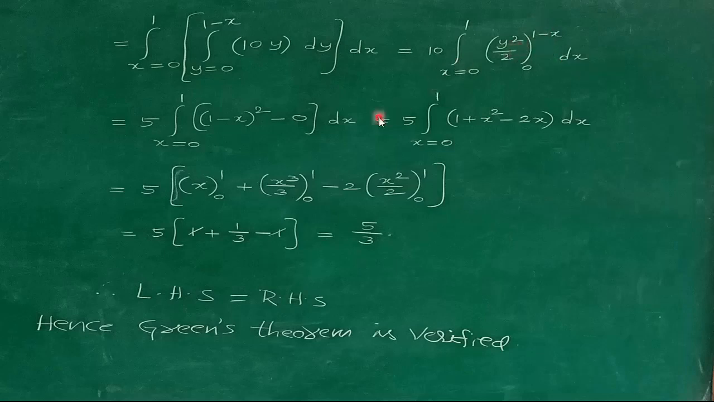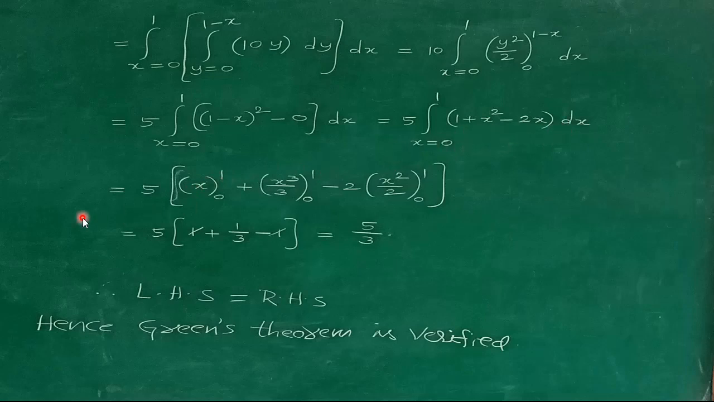Substitute the limits. If you substitute the upper limit, we get (1 minus x) whole square by 2. Here 2 is a constant, keep it outside; 10 by 2 means 5. If you substitute the lower limit, you get 0. So 5 times the integral from x equal to 0 to 1 of (1 minus x) whole square dx. You can integrate this directly, or expand it and then evaluate. I am expanding it using the (a minus b) whole square formula: a square is 1, b square is x square, and minus 2ab is minus 2 into 1 into x, that is minus 2x, into dx.